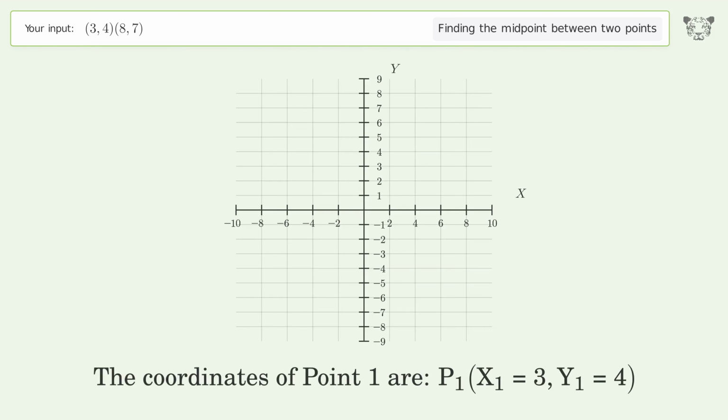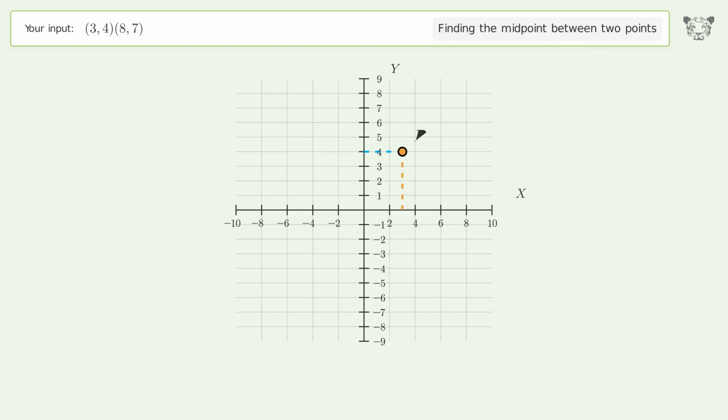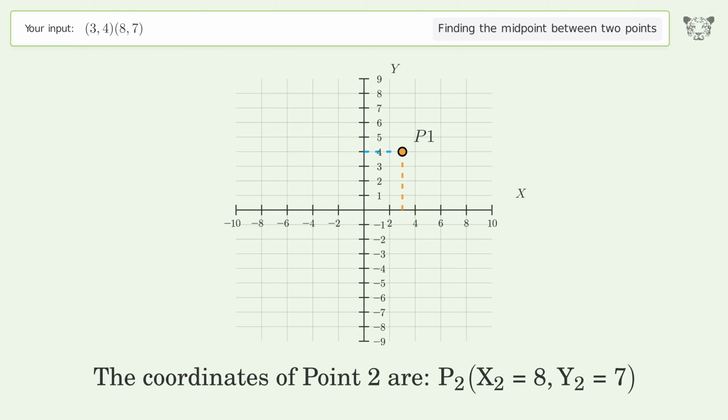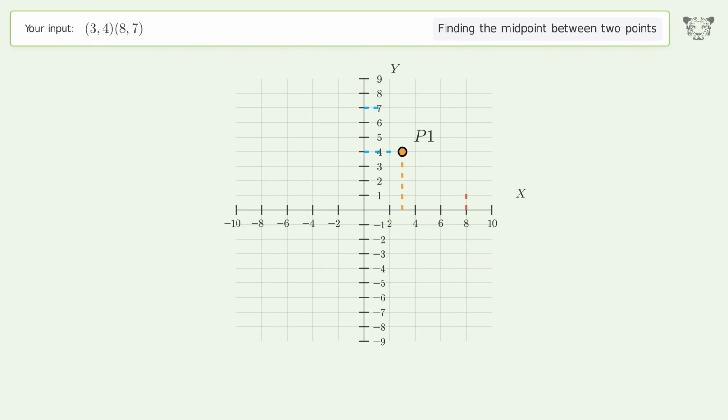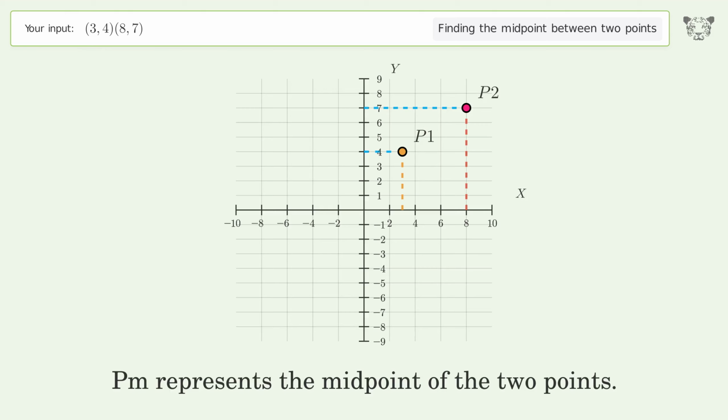The coordinates of point 1 are x1 equals 3, y1 equals 4. The coordinates of point 2 are x2 equals 8, y2 equals 7. PM represents the midpoint of the 2 points.